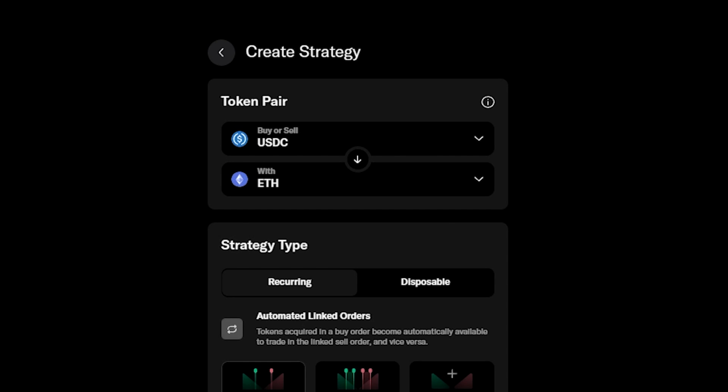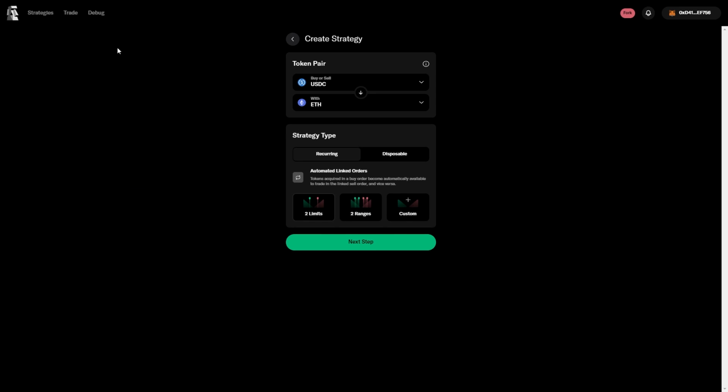And in the UI, you can see the words buying or selling USDC with ETH. And that's confusing and ugly. So we'll click the little arrow and buy or sell ETH with USDC. And that gets us to the nice chart that's easy to understand. Now we can talk about the types of strategies.